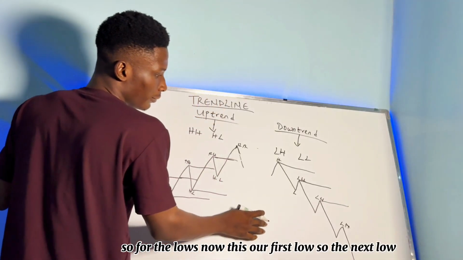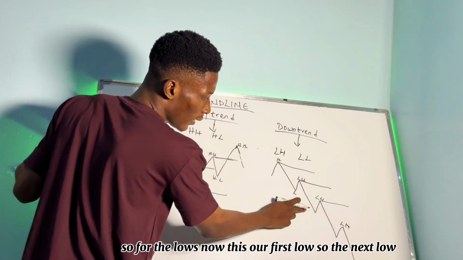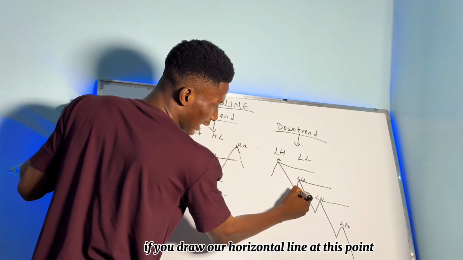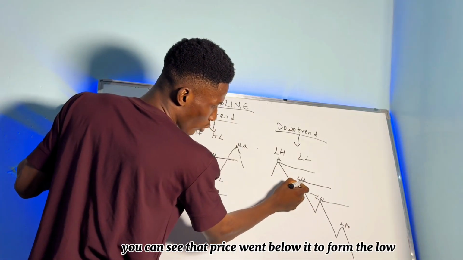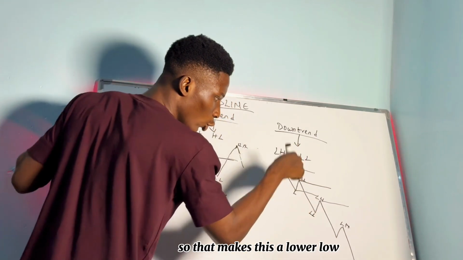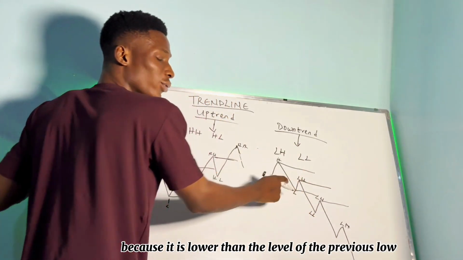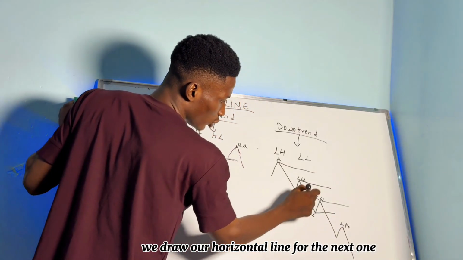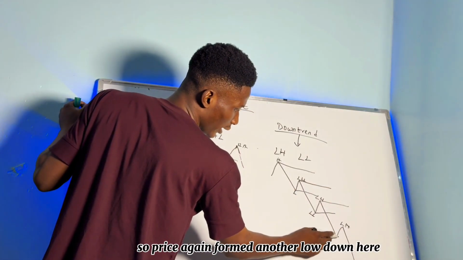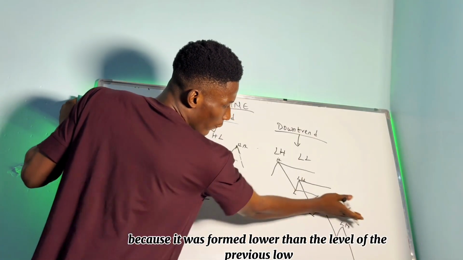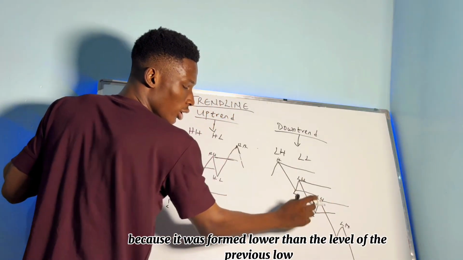So for the lows now, this is our first low. So the next low, you can see the V shape. If you draw our horizontal line at this point, you can see that price went below it to form the low. So that makes this a lower low because it is lower than the level of the previous low. You understand? Next thing, we draw our horizontal line for the next one. So price again formed another low down here. This is also a lower low because it was formed lower than the level of the previous low.